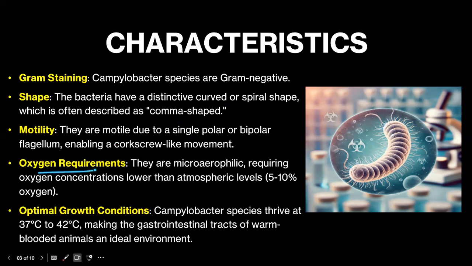Oxygen requirement: it is microaerophilic, meaning it requires low concentrations of oxygen, like 5 to 10% oxygen. Optimal growth conditions: Campylobacter species thrive at 37 to 42 degrees Celsius, making the GIT tract of warm-blooded animals an ideal environment because the warm-blooded animals maintain their body temperature. So, it is good for the survival of the Campylobacter bacteria. 37 to 42 degrees Celsius.